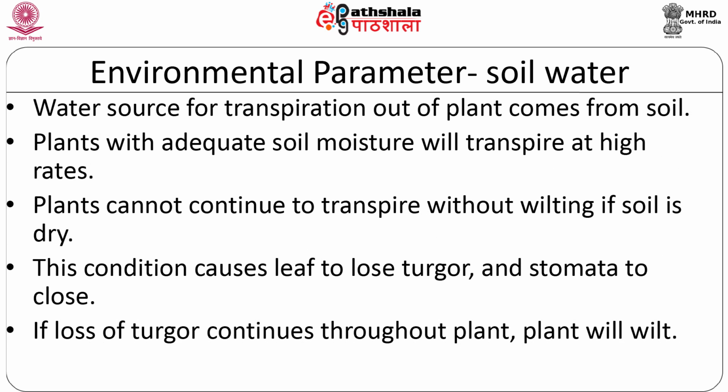The source of water for transpiration out of the plant is the soil. Plants with adequate soil moisture will normally transpire at higher rates because the soil provides water to move through the plant. A plant cannot continue to transpire without wilting if the soil is very dry, because water in the xylem that moves out through the leaves is not being replaced by soil water. This condition causes the leaf to lose turgor, or firmness, and the stomata to close. If this loss of turgor continues throughout the plant, the plant will wilt.